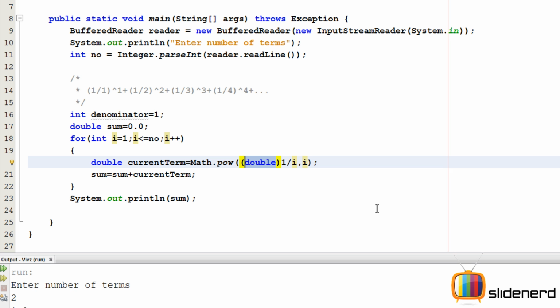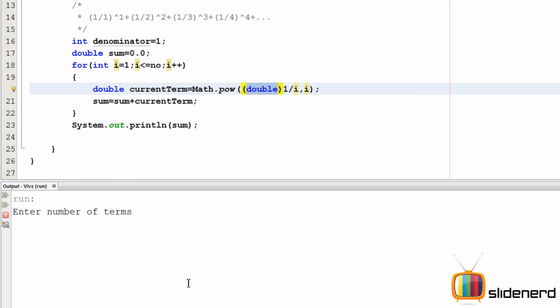So now let me go ahead and run this again. Control S, Shift F6, enter the number of terms 2. Now you can see it's 1.25, the answer is coming perfectly that way. Let me go ahead and run this. Let it take the number of terms as 10. Okay, now that's a crazy number.